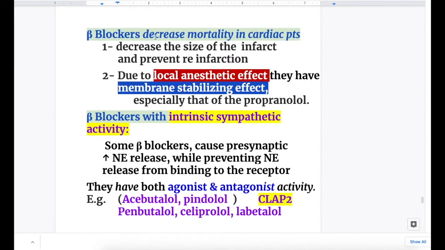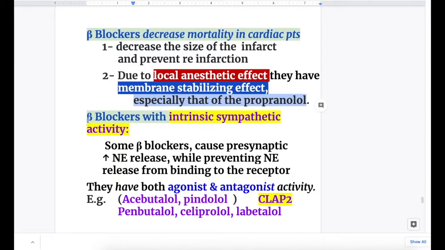The beta blockers decrease the mortality in cardiac patients. Why? Number 1, they decrease the size of the infarct and prevent reinfarction. And number 2, due to a local anesthetic effect, they have a membrane stabilizing effect, especially propranolol.